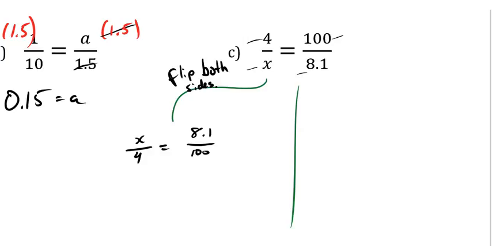And then what would be my next step? Sam, what would I do? Yeah. No, multiply. You had it right the first time. Very good. Multiply both sides by 4. Doing the opposite. It's X divided by 4, so we do the opposite, divide or multiply. And X equals, what's 8.1 times 4 divided by 100? Ooh, 0.324. Weird. Yep.